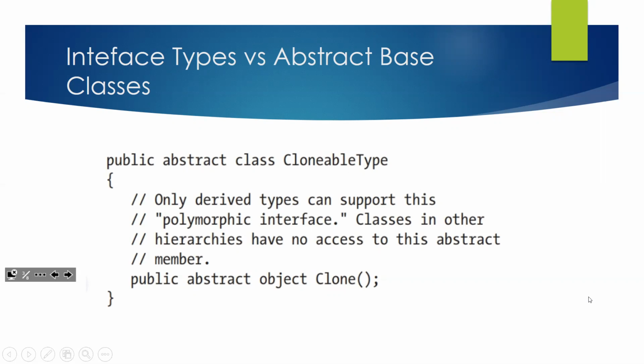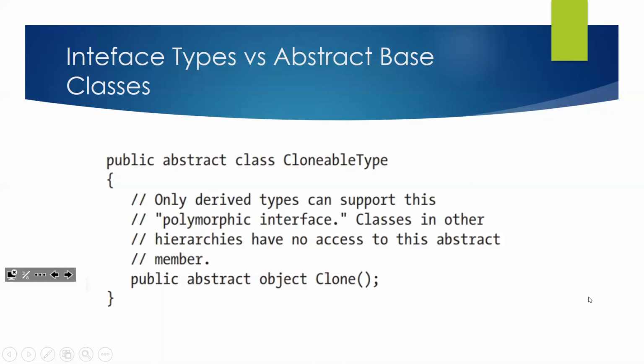This little example is in our textbook, and they show an abstract method named clone, and we have this abstract class, clonable type. So their point is, this polymorphic interface, why is this interface polymorphic? What does that polymorphic thing mean? Because it can have many different forms. Exactly, it can have many different forms.